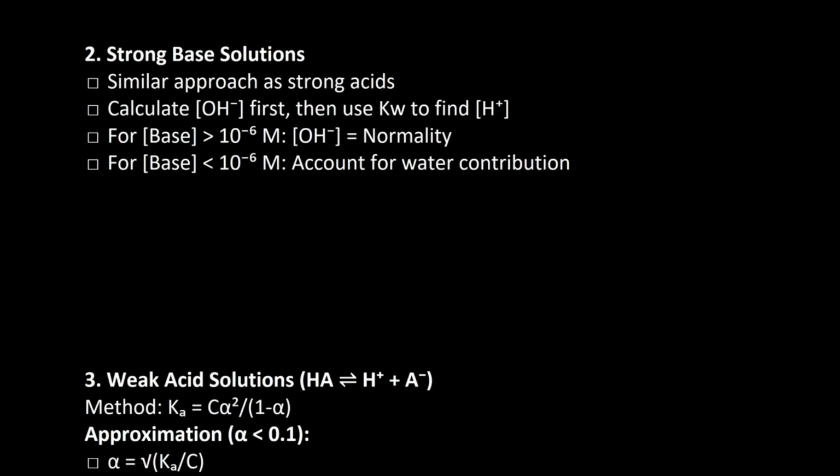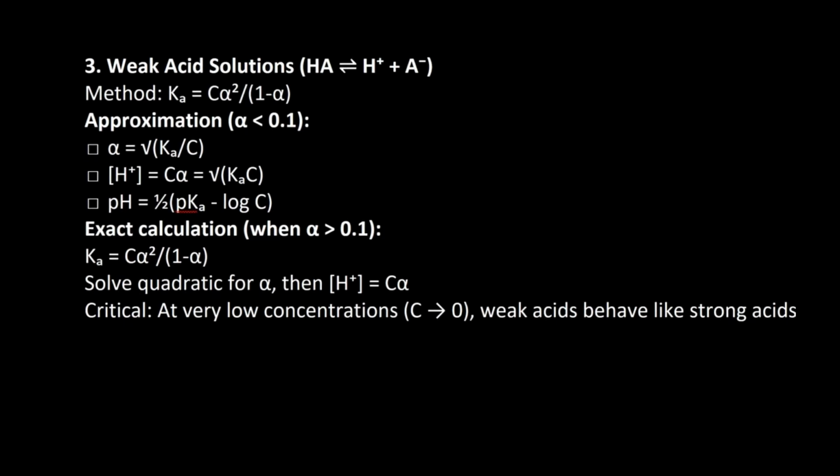Strong bases are very similar to strong acids. Calculate the OH minus first and then use the Kw value, 14, to find out the pH value. Then you can find out H plus. Then for weak acid solution, we can use this C alpha square divided by 1 minus alpha formula to find out the Ka value or concentration or alpha value. Anything can be asked as a question.